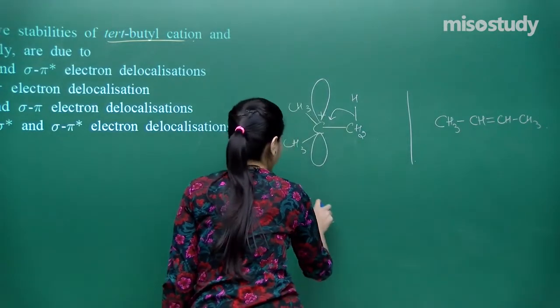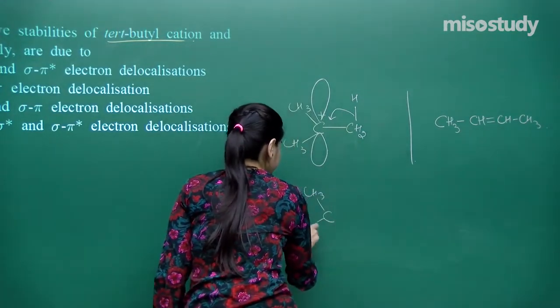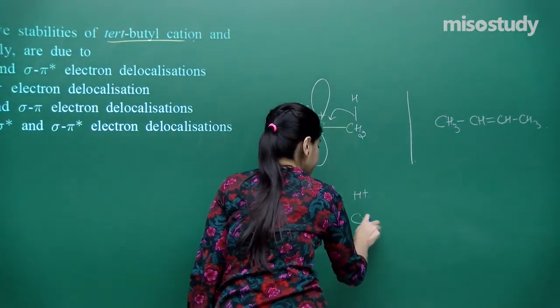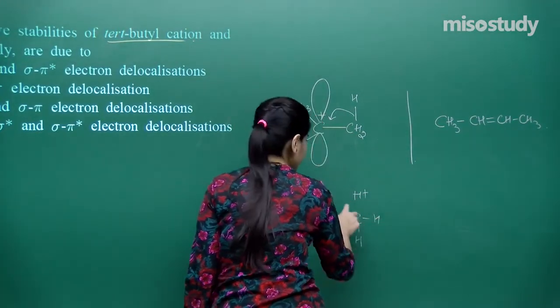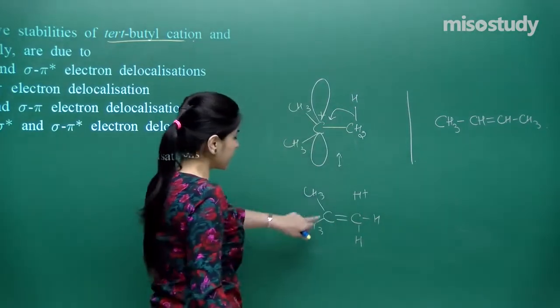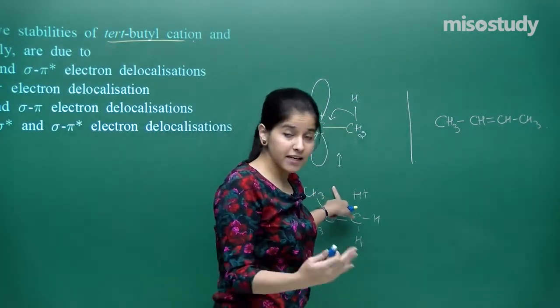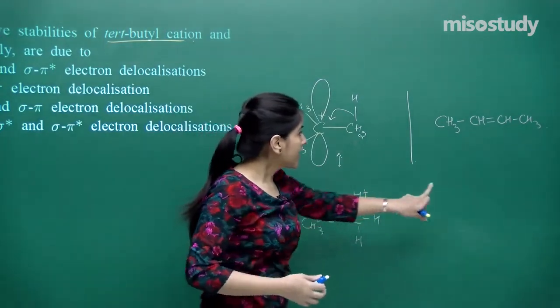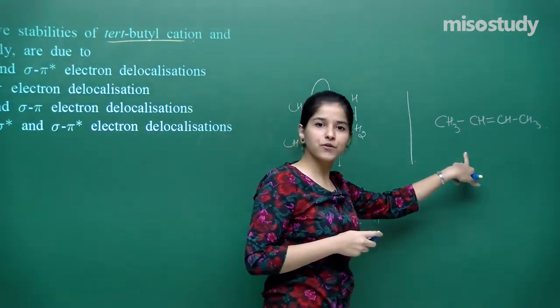It would be like this. So that is how we are getting the resonance, the hyperconjugative structure. Again and again I am telling you resonance, but it is actually hyperconjugation. Now how can I make the hyperconjugation over here?